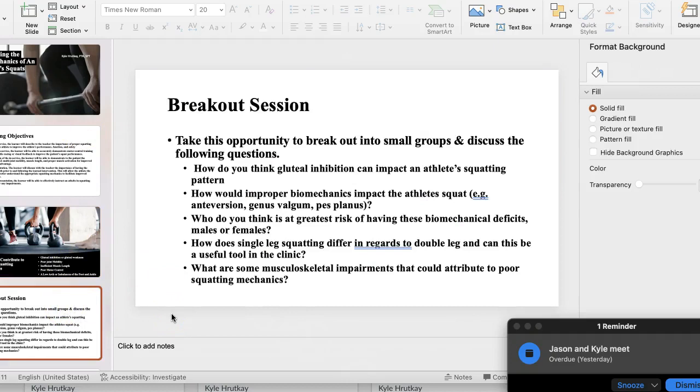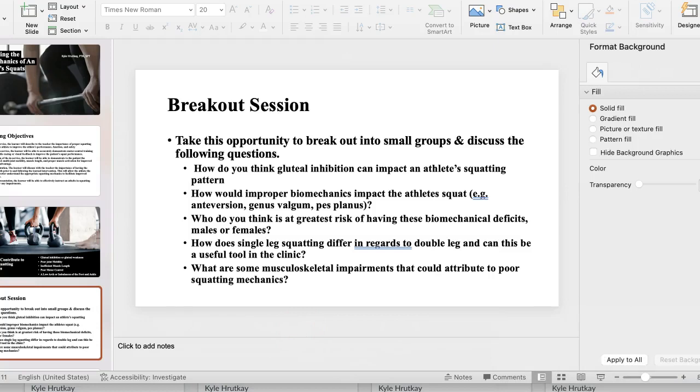So let's do our first breakout session. I want you guys to take this opportunity to break out into small groups and discuss the following questions. 1. How do you think gluteal inhibition can impact an athlete's squatting pattern? I'd also like you to discuss with your partner how improper biomechanics would impact the athlete's squat, meaning anteversion of the hip, perhaps genu valgum when squatting, as well as pes planus. And then who do you think is at greatest risk for having these biomechanical deficits, males or females?